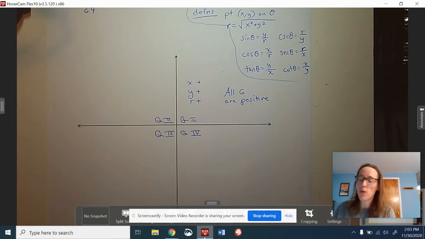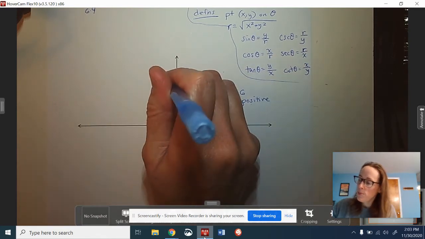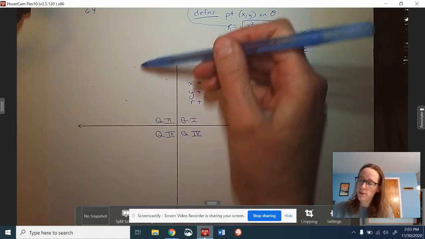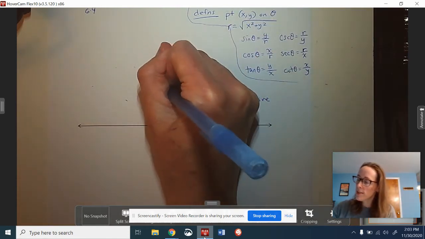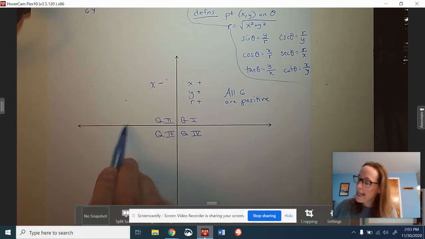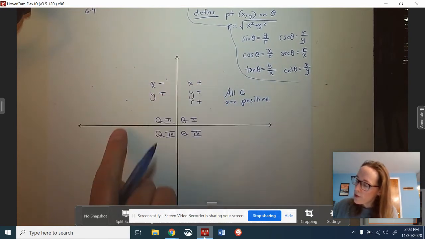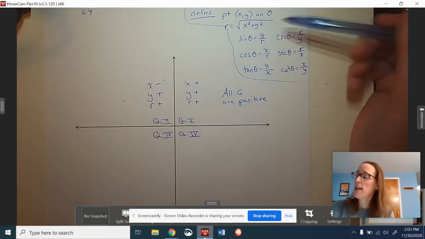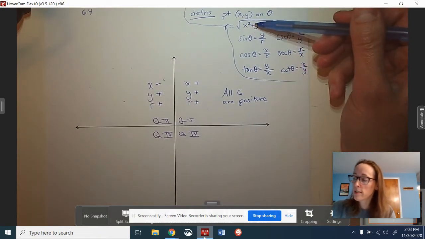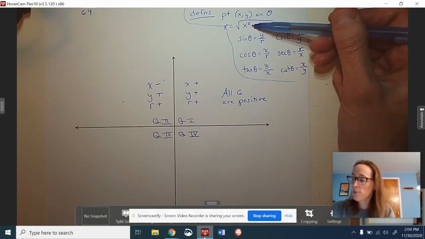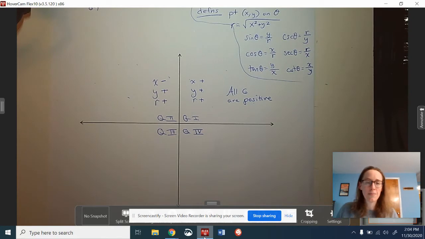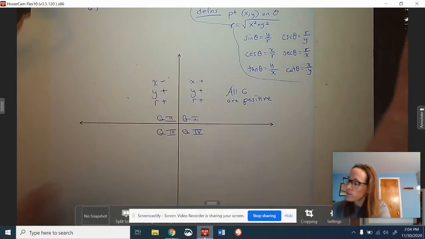That's not going to be the case in quadrant 2. In quadrant 2, think about any point in quadrant 2. Any point in quadrant 2 is to the left, so x will be negative, and any point in quadrant 2 is up, so y will be positive, and r is always positive, because to calculate r, we square x, square y, and add them. That's a positive plus a positive. It's still positive, and then we take the square root, it's still positive.